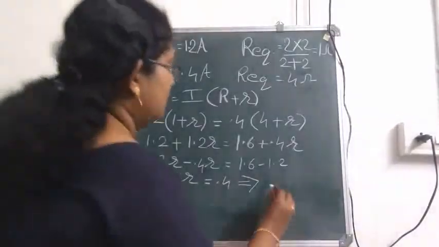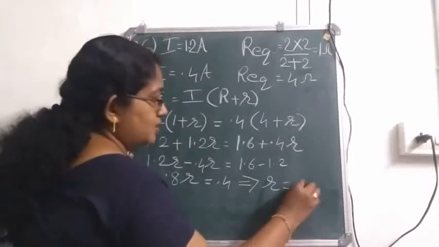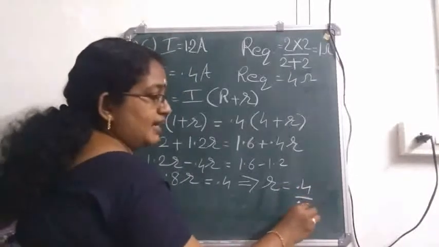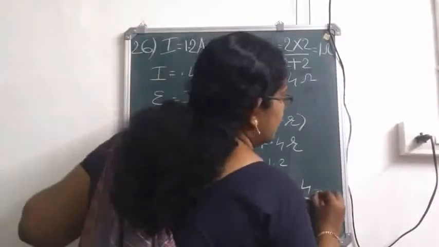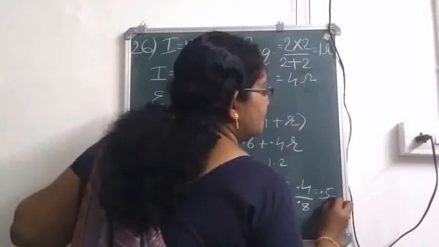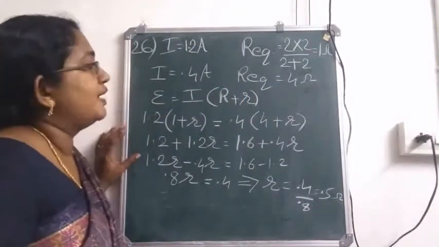So, this implies R is equal to 0.4 by 0.8. 4 by 8 is 1 by 2. 1 by 2 means this will be equal to 0.5 ohm. So, we got the value of internal resistance as 0.5 ohm.